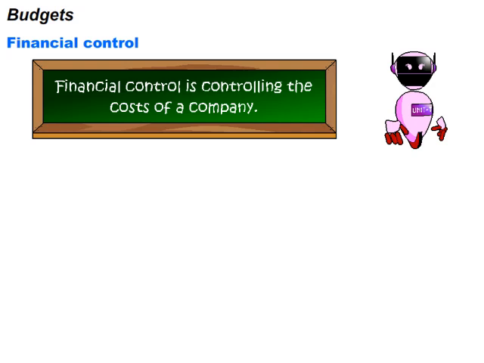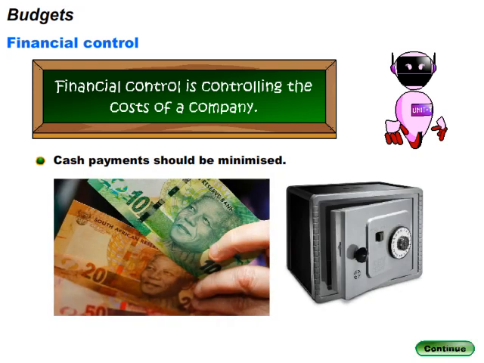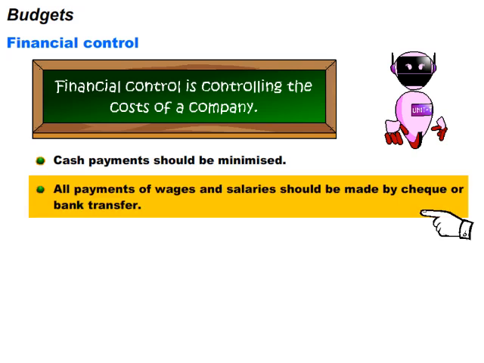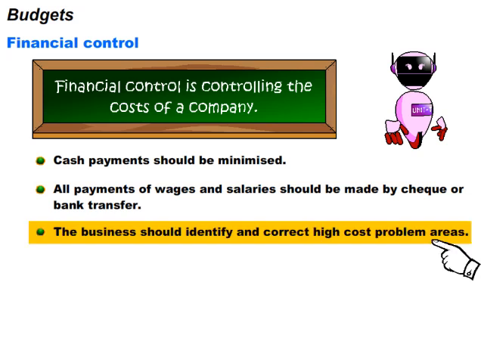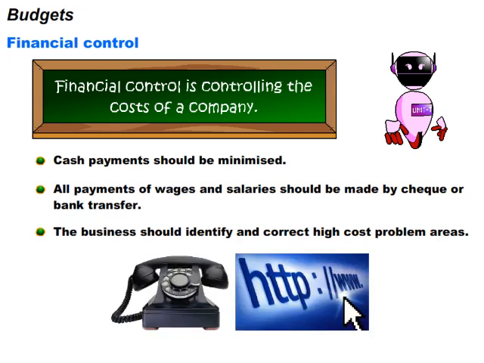We should also reduce the amount of cash within the business. Dealing with cash is very risky. We recommend that cash payments should be minimized. All payments of wages and salaries should be made by check or bank transfer. The business should identify and correct high-cost problem areas. For example, a high telephone bill or high internet fees should be reduced.